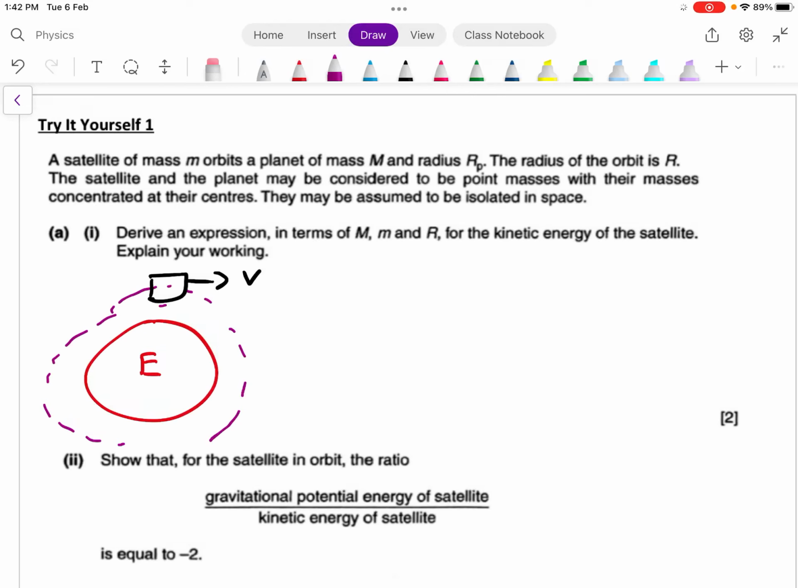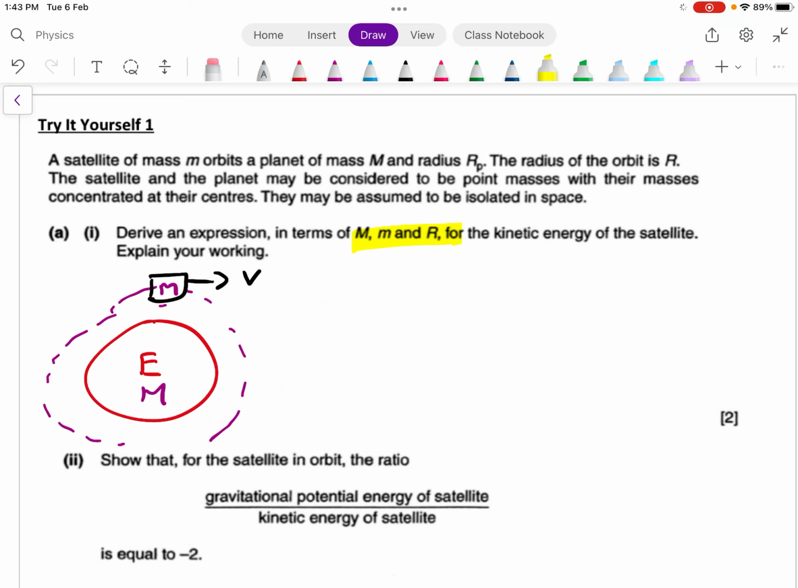Alright, so let's go through the 2008 Try Yourself 1 satellite question. A satellite of mass M is orbiting a planet of mass big M, which I assume is Earth, with radius R. So the radius of the orbit is about R, and of course the satellite and the planet may be considered to be point masses. Derive an expression in terms of M and R for the KE of the satellite and explain your working.